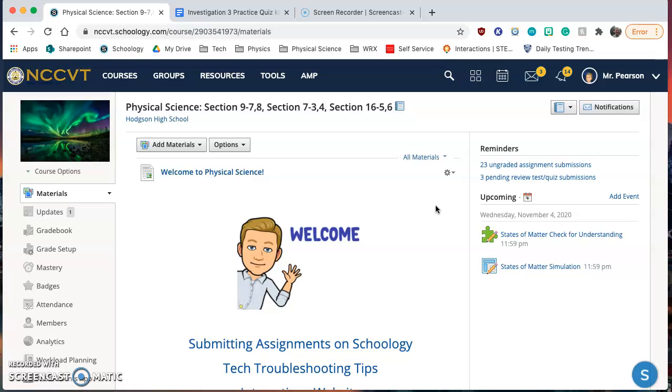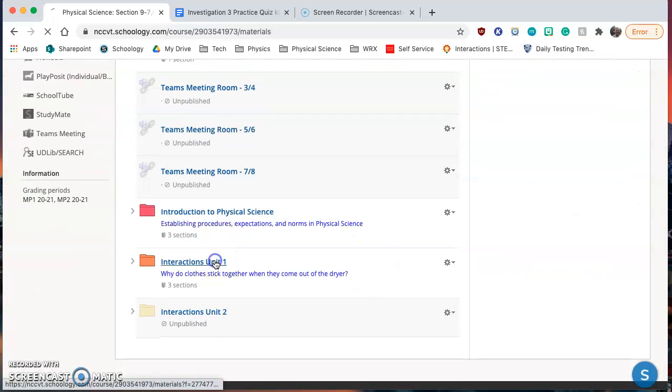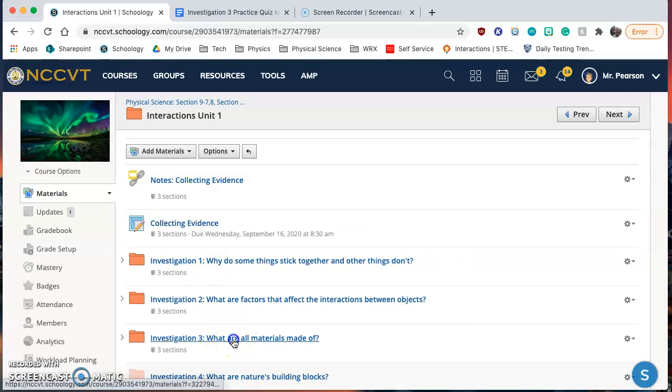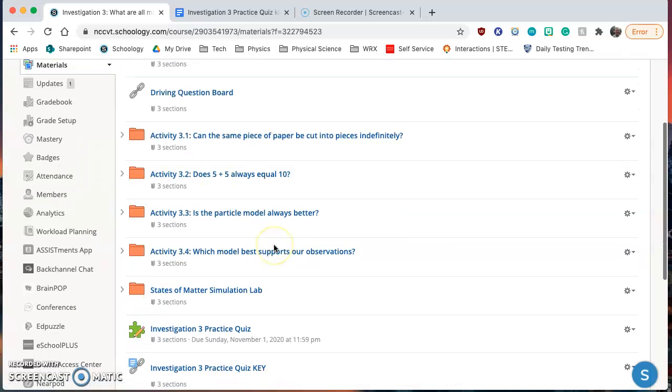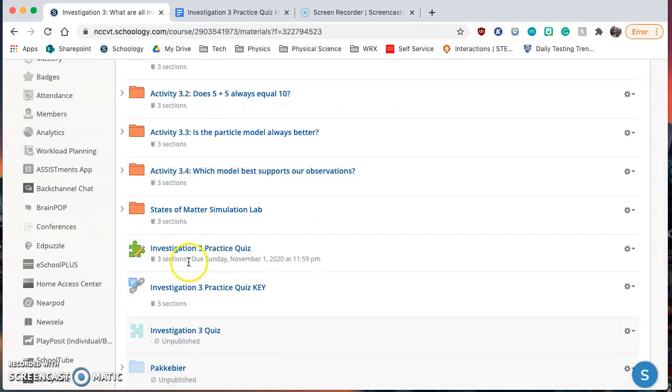saw on Monday. I am going to post a key to a practice quiz we did last week. I pulled that out, and let me show you where that is now. Still in Unit 1. Our quiz will be on Investigation 3. Last week I had this practice quiz in this Activity 3.4 folder. I pulled that out into the main Investigation 3 folder. Practice quiz, you had a bunch of attempts to take a look at it.